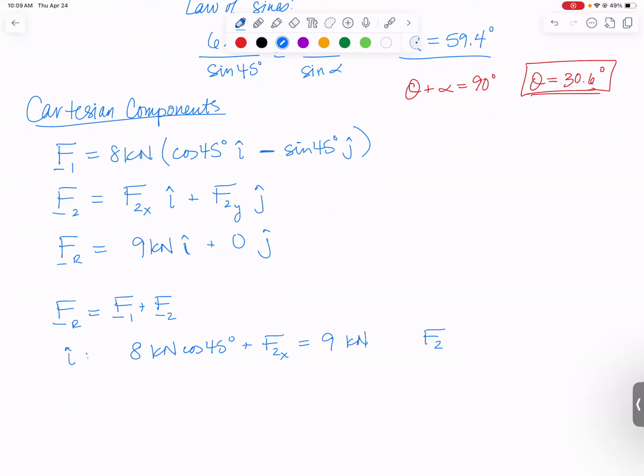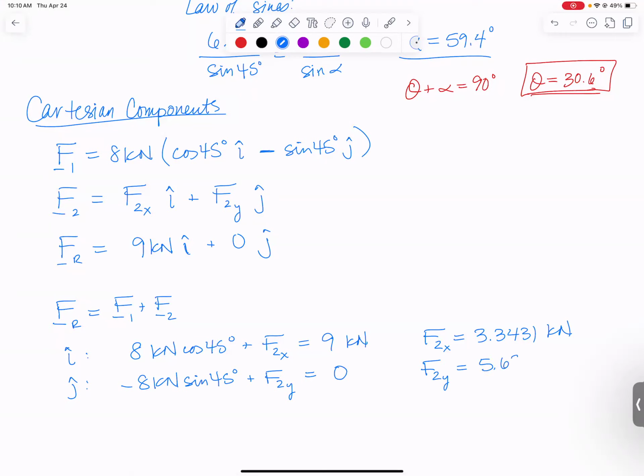Solving, you get F2x is equal to 3.3431 kilonewtons. That's not a final answer, so I don't want to round it to 3 sig figs yet. I want to keep all my decimal places. Next, the j component: minus 8 kilonewtons sine of 45 plus F2y is equal to 0. So F2y has got to be equal to 5.657 kilonewtons. We're almost done.